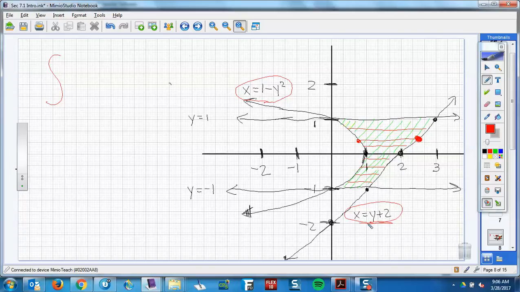This x-coordinate is, remember what I said I wanted you to answer? Y plus 2. What is this x-coordinate on this line? Y plus 2. Now, if this wasn't x equals, we'd have to get it x equals. If this problem would have been written as y equals x minus 2 like that, then we would have had to get it as an x equals. Okay? So that's going to be y plus 2.